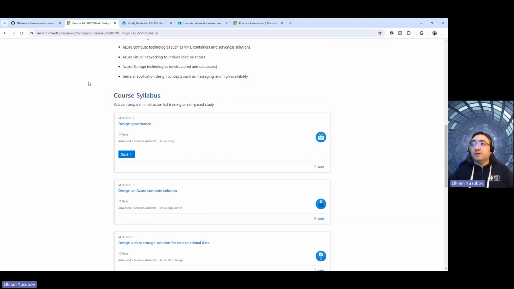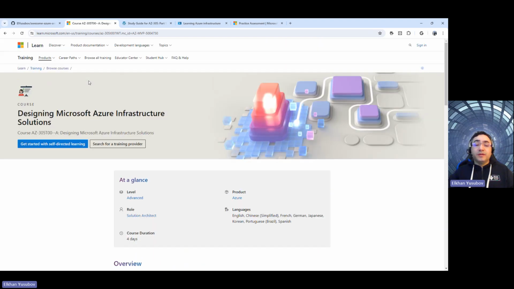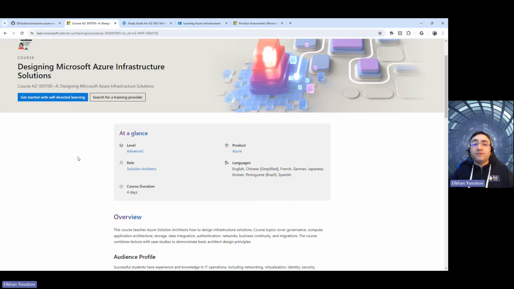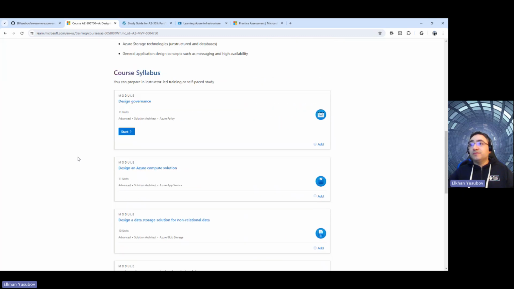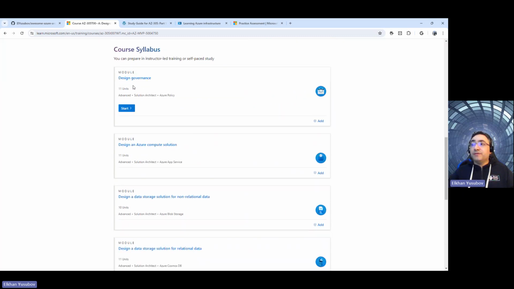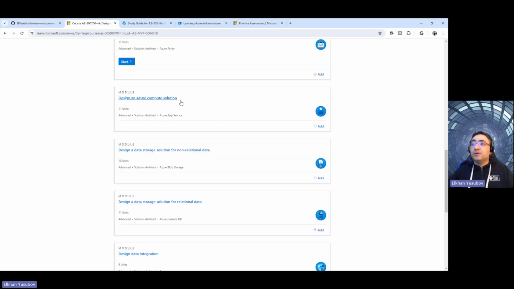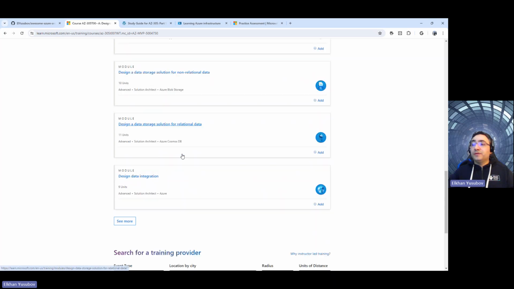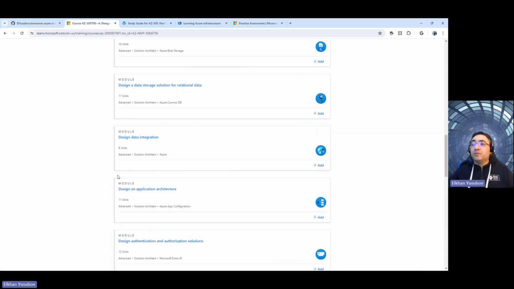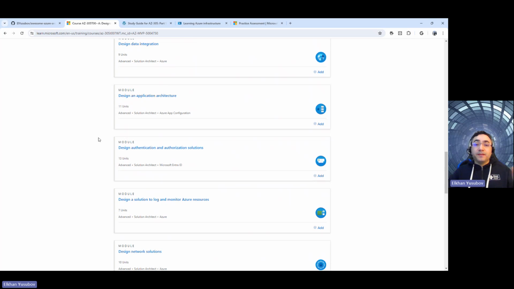Next, we have the Microsoft Learn courses and the modules that are provided, free of charge from Microsoft to everyone to learn. This course comes with a number of modules. As you see, we have a governance module, Azure compute solutions, data storage solutions. Make sure you cover all these modules before trying to practice your skills using the practice test and other resources that I'm going to share.